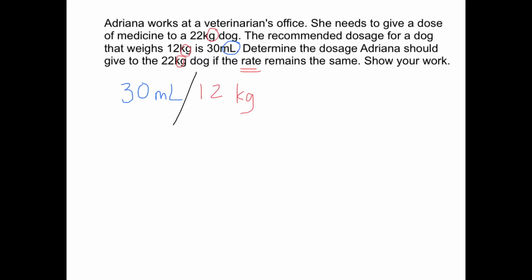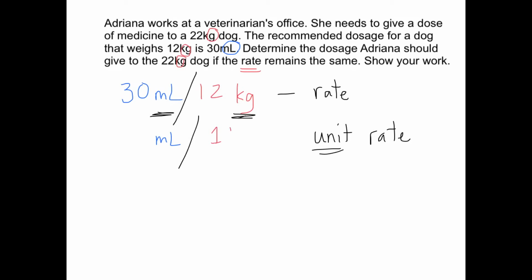Well, how do you know that this is a rate? Well, we're comparing milliliters to kilograms. So this is the rate. But does this represent a unit rate? Remember, a unit rate is a rate in which the second term is 1. So we need to figure out how many milliliters you need for 1 kilogram. So now what? How do we find the missing value?